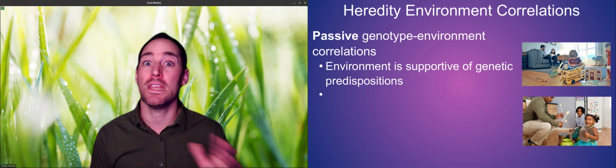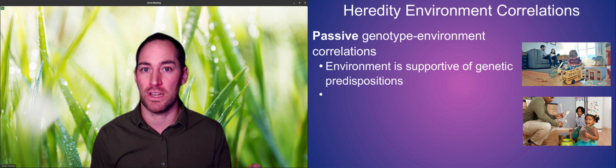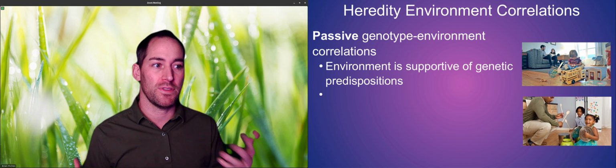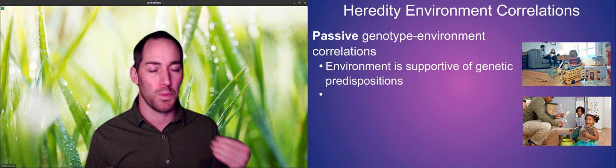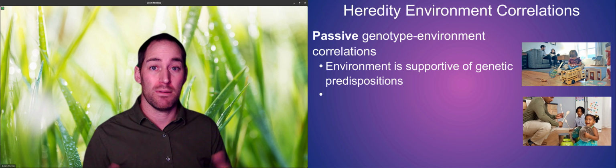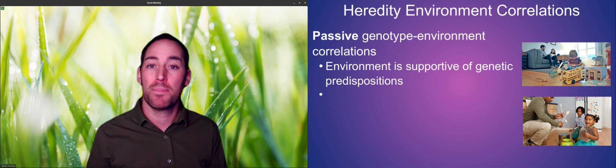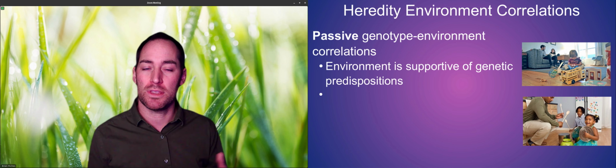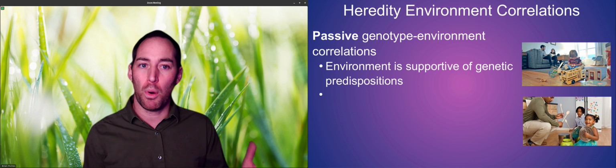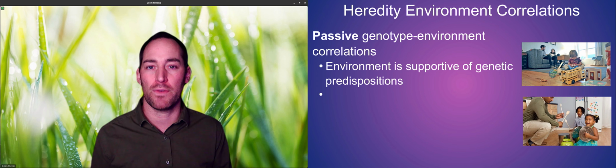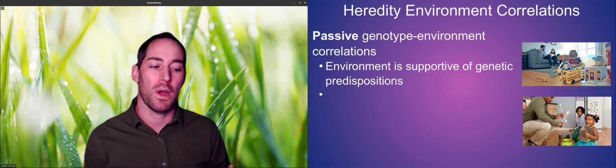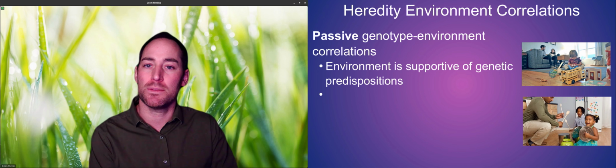Let's pretend reading speed is 100% genetic. It's not, but let's just pretend. If two parents have the genes for reading speed and can read really quickly, maybe they have more books in their house. Maybe they've got a big library and they go to the library more with their kids, right? So the children are growing up passively in an environment that's already supporting their genetic traits. That's an example of a correlation. The genes and the environment are related in a way that the organism is passively experiencing support for their genetic traits.